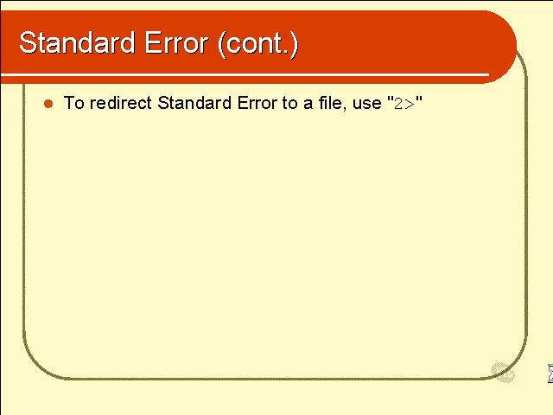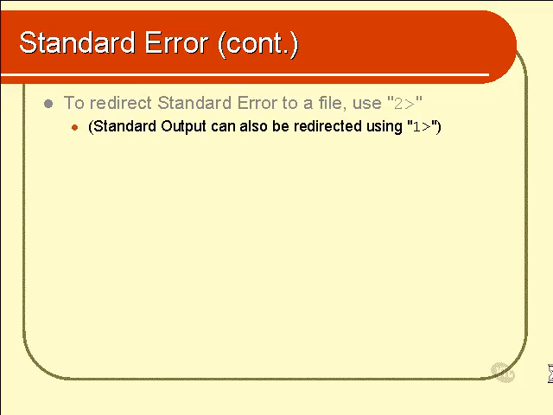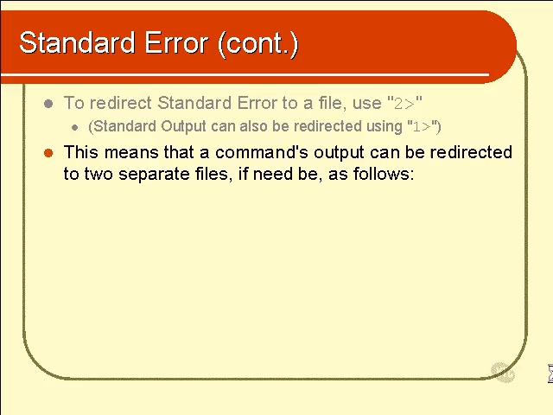If we want to redirect standard error to, say, a file, we use the greater than sign, but we use two greater than signs, and there cannot be any space between the two. Which reminds me that standard output can be directed, if you feel like it, using one greater than, but nobody ever bothers putting the one in because it's assumed by default. What this means is that any particular command's output can be redirected into two separate files if necessary, or one can go to the screen while the other goes to a file.